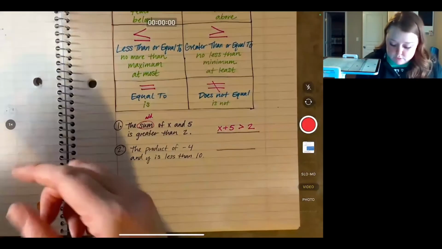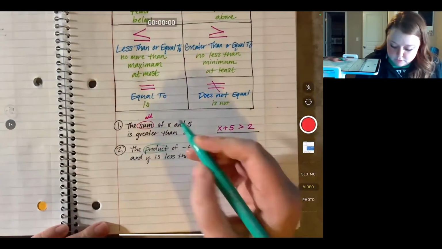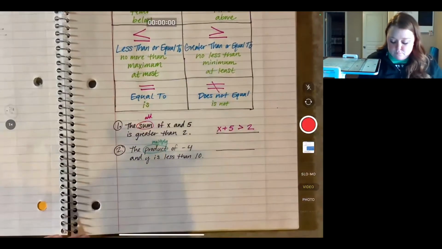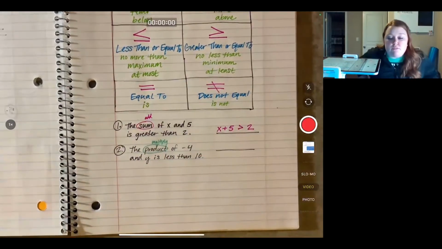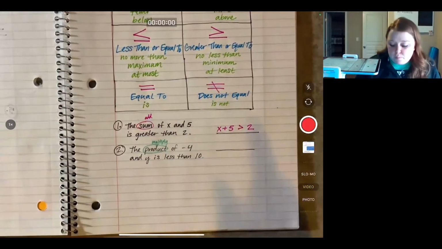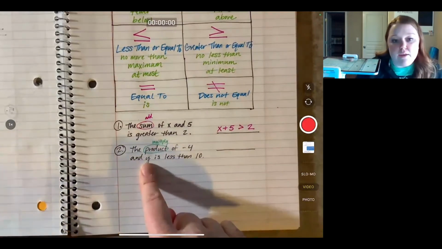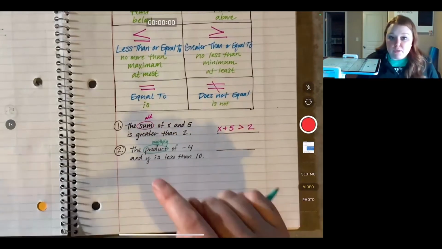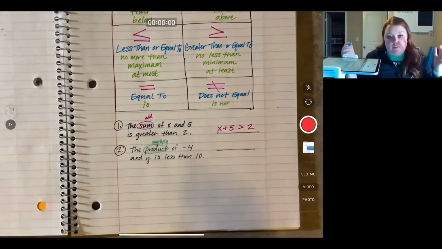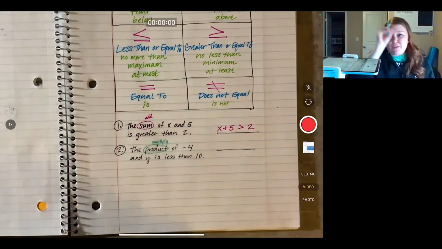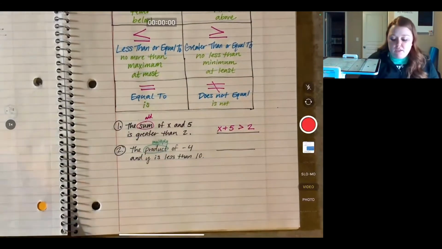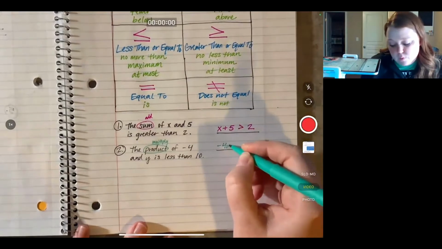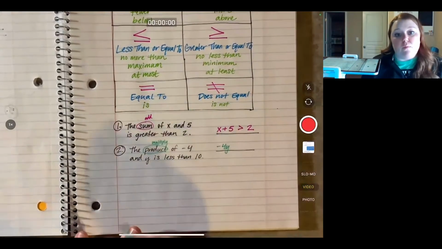What's product? Product means multiply. Okay, product is the answer to a multiplication problem. So the product of -4 and y, that'd be -4 times y. But in algebra and mathematics, we make it a little bit simpler. We don't necessarily need that multiplication dot. So -4 times y can be represented as -4y. That's the product of -4 and y.